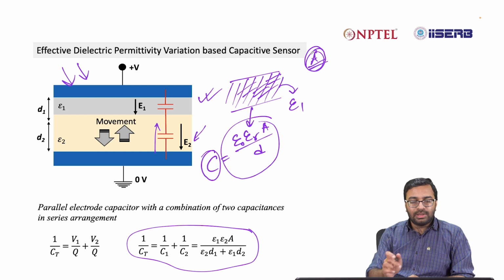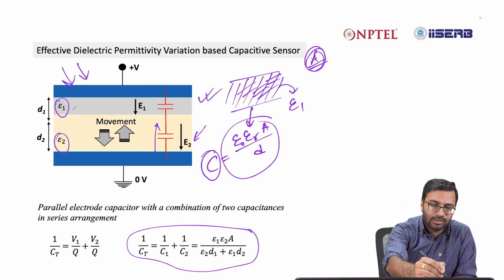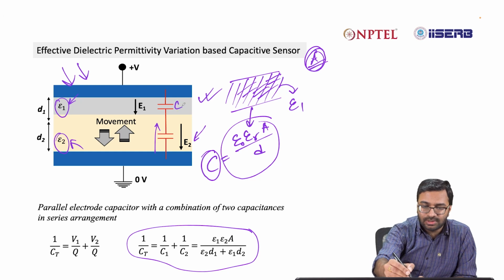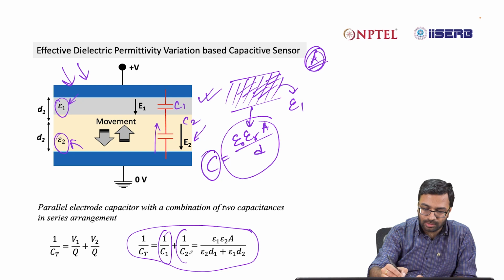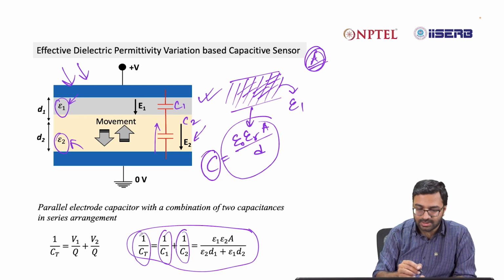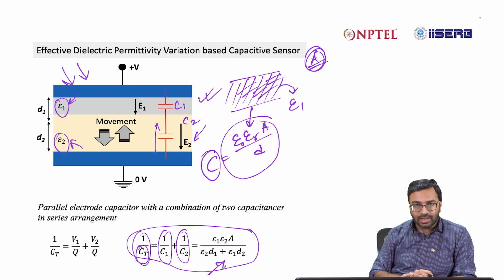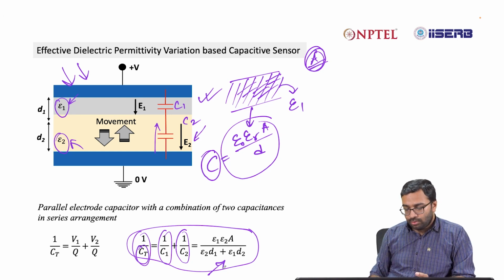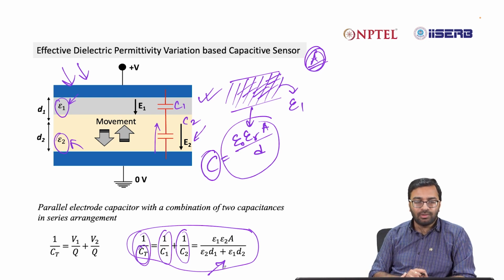So in this case, we already have seen that if two materials are different, then the dielectric constants are epsilon 1 and epsilon 2. So this C1 and C2 are connected in series. So the total capacitance will be 1 by C1 plus 1 by C2 is equal to 1 by CT, where CT is the total capacitance, and then you'll get this expression. We already have seen this. So this is an arrangement where you will find the effective dielectric permittivity is actually changing.